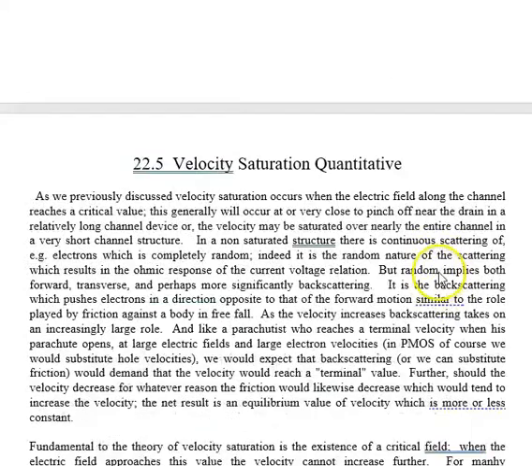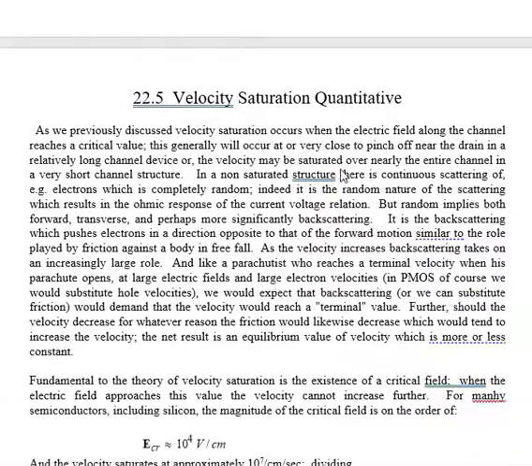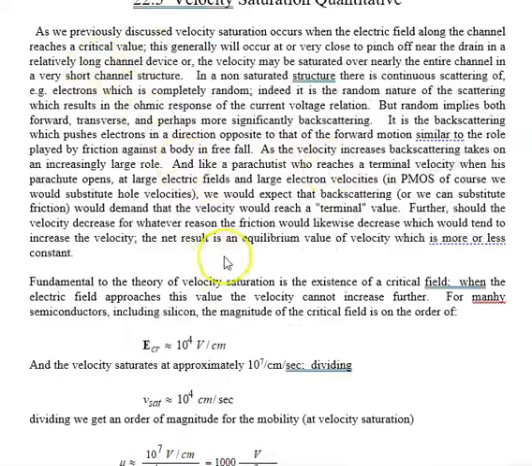So now let's get started on the quantitative, and this is hopefully going to be a rather interesting journey that we'll take together. Trying to motivate it by, again, a long-winded paragraph which essentially states everything that we've been talking about before. Velocity saturation is like a parachutist who reaches a terminal velocity when his parachute's open. So at large electric fields, we have large electron velocities, large scattering, and a situation where the velocity does not increase if we increase the electric field.